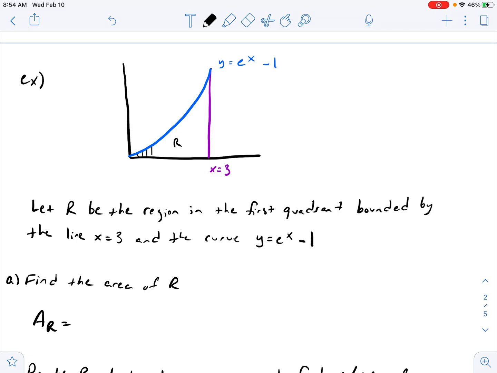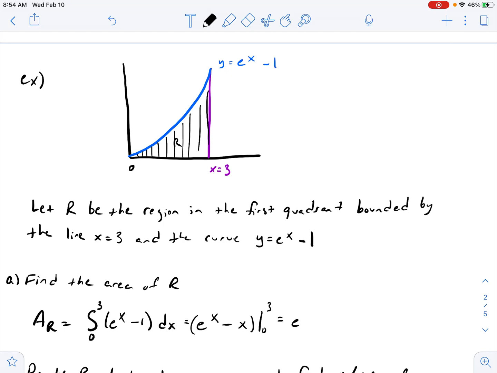Well, I can certainly integrate with respect to x from left to right. I have the blue function on top and the x-axis on bottom, and it looks like we're going from 0 to 3. So the area is nothing more than the integral from 0 to 3 of e to the x minus 1 dx. And if I had to, I could do this by hand just for practice. The integral of e to the x is e to the x. The integral of negative 1 is negative x.